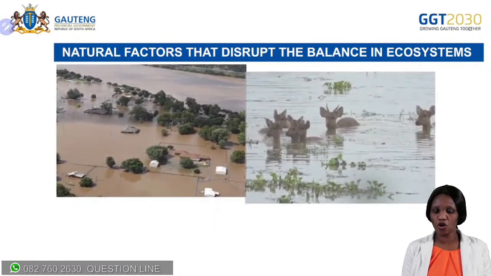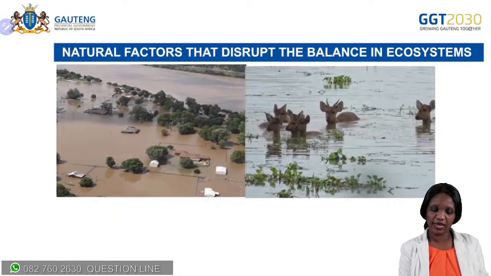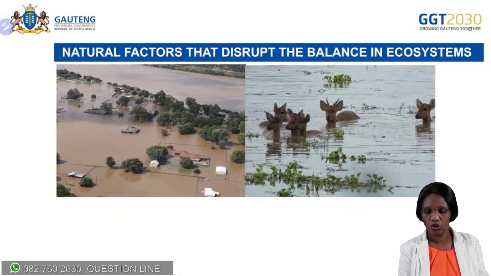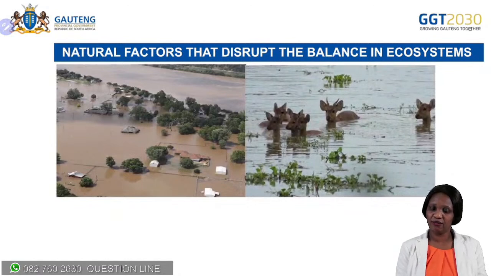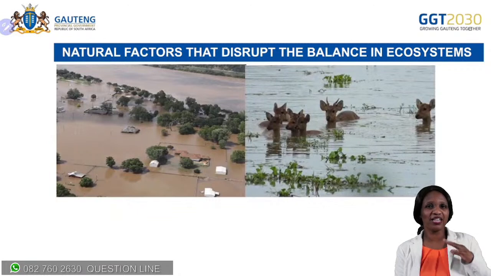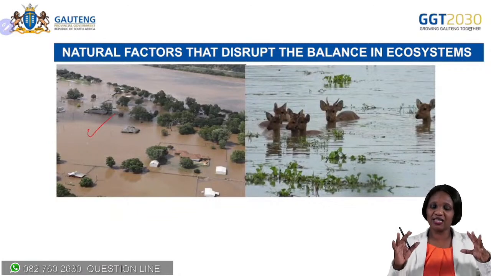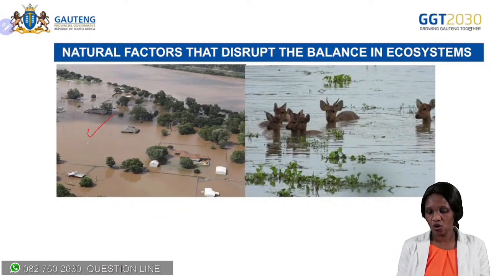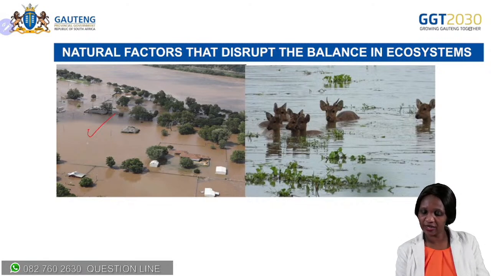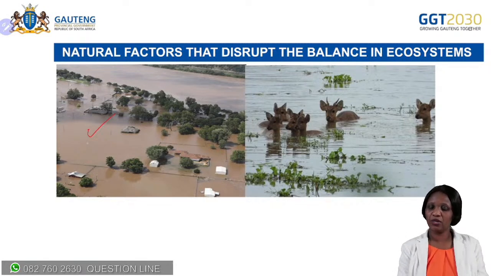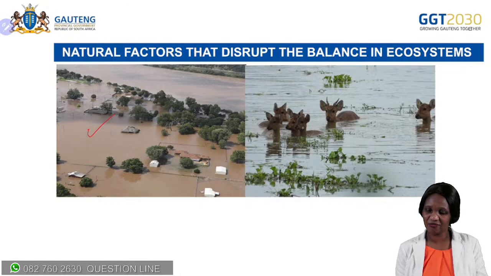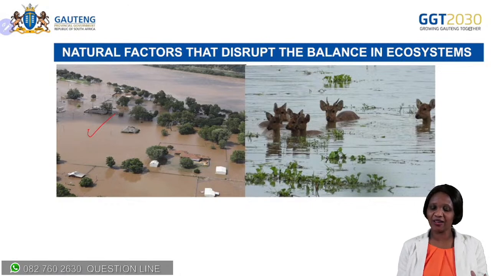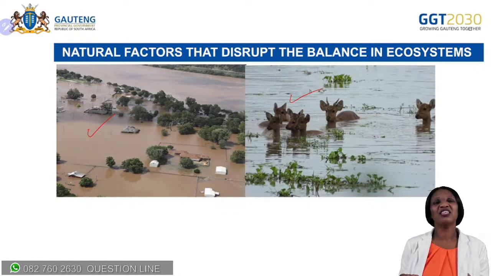And then we've got floods again. Look at what floods do to the homesteads. The whole area is flooded. You can just see the roofs of the homesteads. And then look at the other picture here. Animals are suffering because their area for grazing is flooded. They are now in water. What's going to happen? They will die.